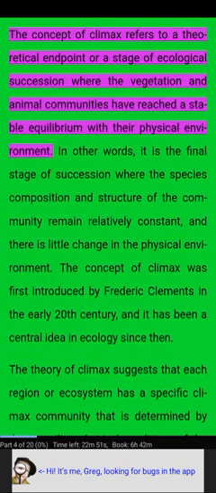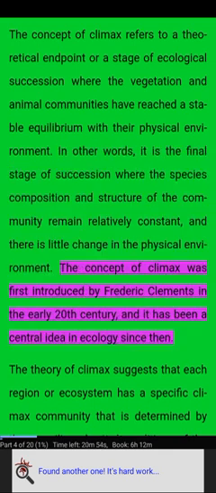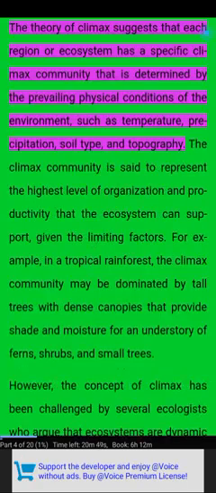The concept of climax refers to a theoretical endpoint or a stage of ecological succession where the vegetation and animal communities have reached a stable equilibrium with their physical environment. In other words, it is the final stage of succession where the species composition and structure of the community remain relatively constant, and there is little change in the physical environment. The concept of climax was first introduced by Frederick Clements in the early 20th century, and it has been a central idea in ecology since then.